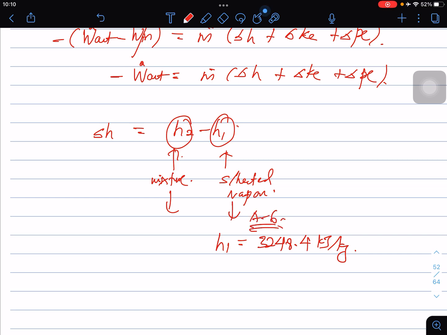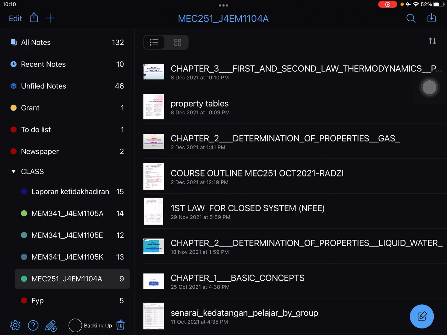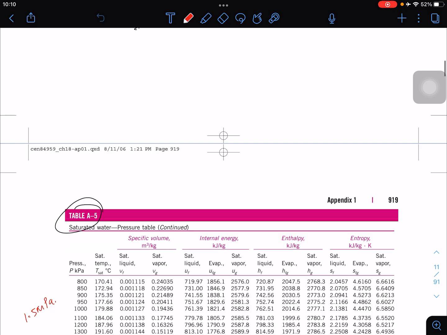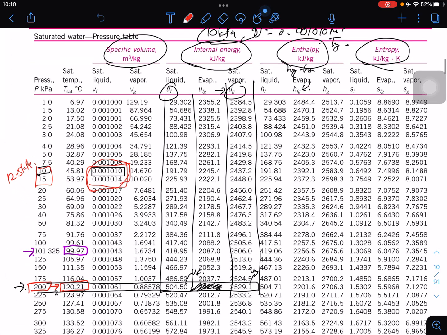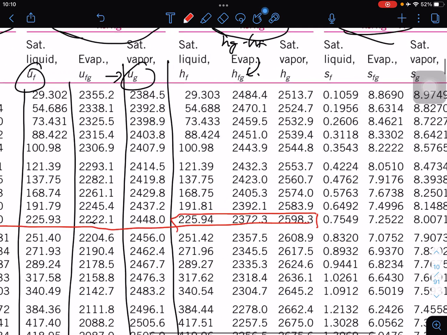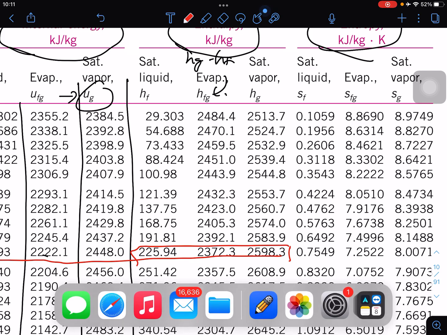Okay, so for state 2 here, this is a mixture, so we need to refer to table A5 or A4. We look at the pressure here, 15 kPa. So look at the property tables. Table A5, since we refer to the value of a pressure. So now 15 kPa is here. So this is your 15 kPa, and then mark your value of the enthalpy here. Here we have Hf as 225.94 and also Hg 2598.3. So we need to use these numbers.